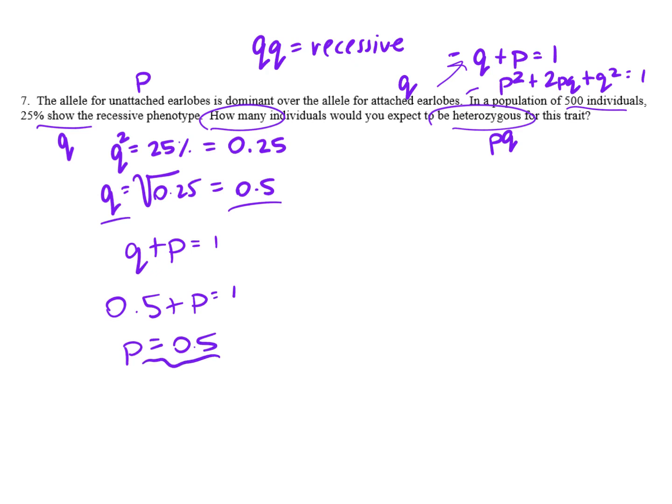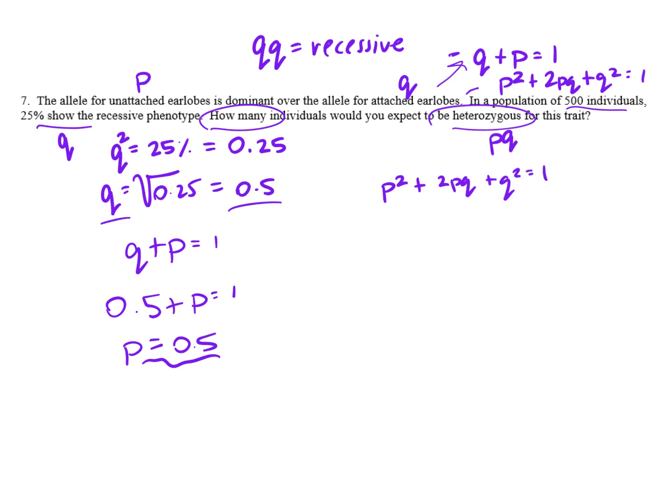So now I have two of the numbers I need for this equation. I'm looking for the heterozygous, the PQ, so I'm going to solve for that. Notice you can't use just Q plus P because there is no heterozygous in there. There is no trait. So I'm going to use that equation, P squared plus 2PQ plus Q squared equals 1.